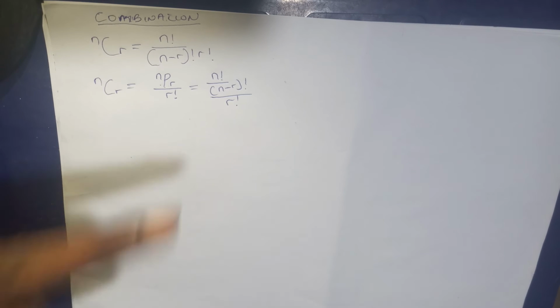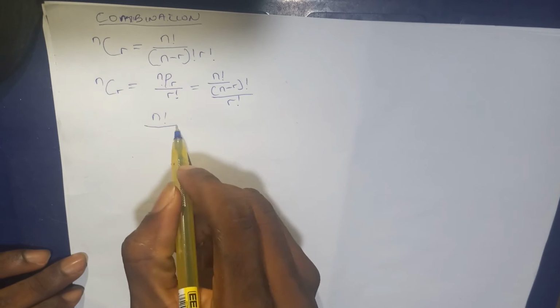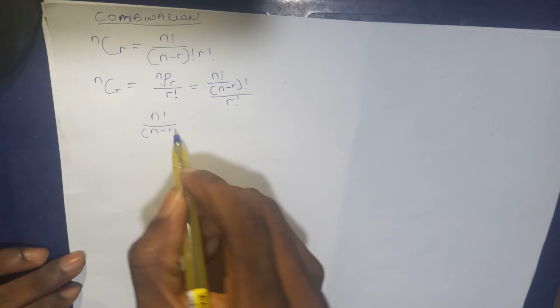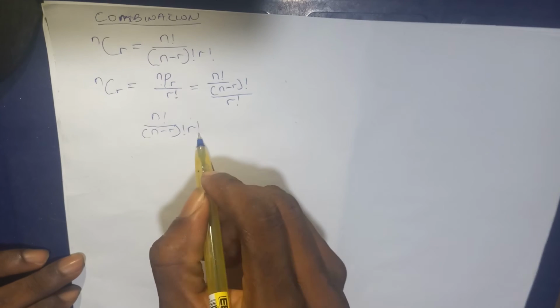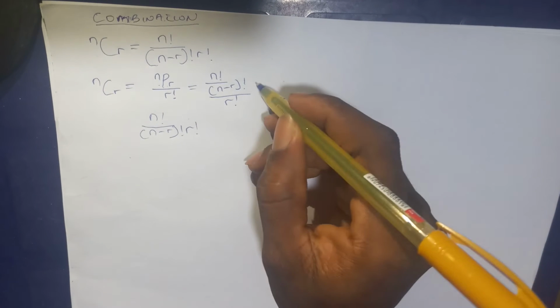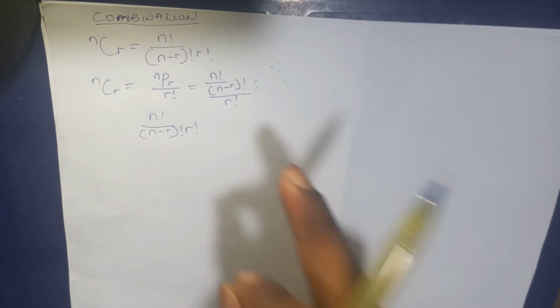Now doing the division and multiplication, we turn it to multiplication to be n factorial divided by n minus r everything factorial then r factorial. You know that when this thing comes here to be divided by r, then it will interchange to give us 1 times 1 over r, which will give us this.